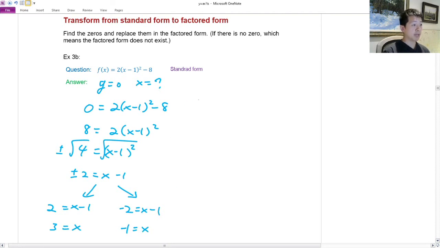Now, my a is actually 2, right? That's the parameter a right here. And what are the zeros? My first zero is going to be minus 1. My second zero is going to be 3. Now all you need to do is use the factor form.